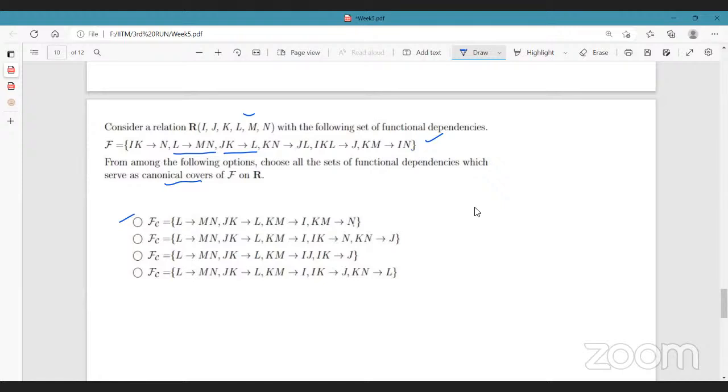Okay, so what we will do is we will check the closure of those functional dependencies, like IK+, KN+, IKL+, KM+. So we'll check the closure of the left hand side ones and check whether the result is the same in both functional dependency sets or not.